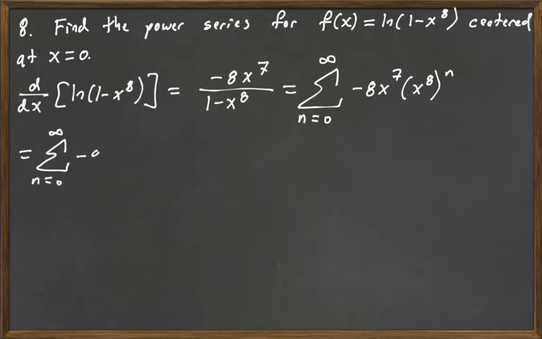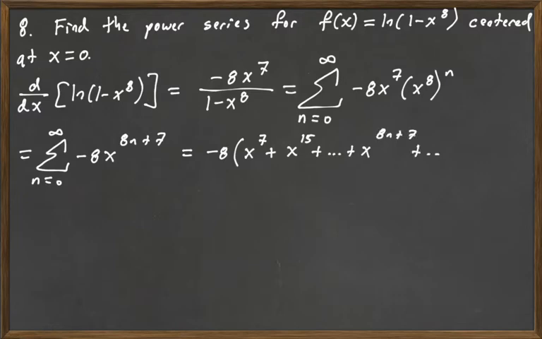Let's go ahead and simplify this down a little bit further. This is going to be the sum n equals 0 to infinity of negative 8x to the 8n plus 7. And so what we're going to do is look at what this is term by term. So negative 8 times x to the 7th plus x to the 15th plus dot dot dot x to the 8n plus 7, etc. So we took the derivative of the natural log of 1 minus x to the 8th, and we got this power series. Now to get back to the natural log, we're going to have to do the antiderivative, so now we're going to do the antiderivative of this.